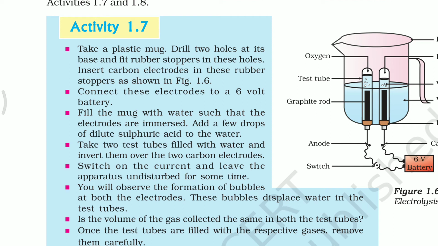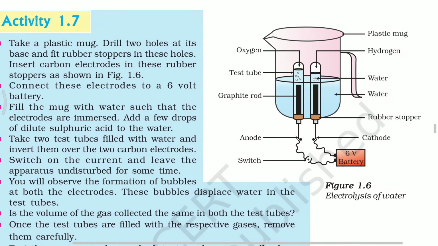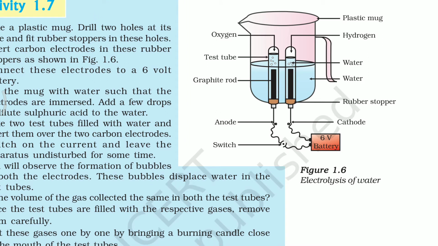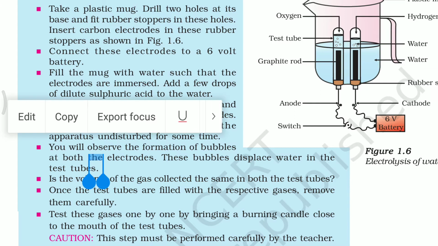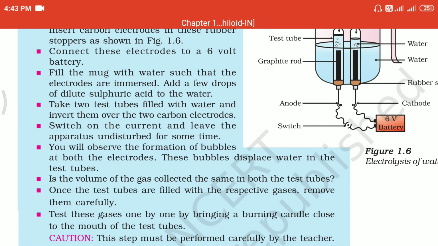Take two test tubes filled with water, and arrange them inverted over the carbon electrodes. These carbon electrodes are connected to a high voltage source. Okay, so when you pass electric current through the battery, what will happen? Electrolysis takes place, and hydrogen and oxygen gases are released. So water molecules completely decompose, and hydrogen and oxygen gases are released.